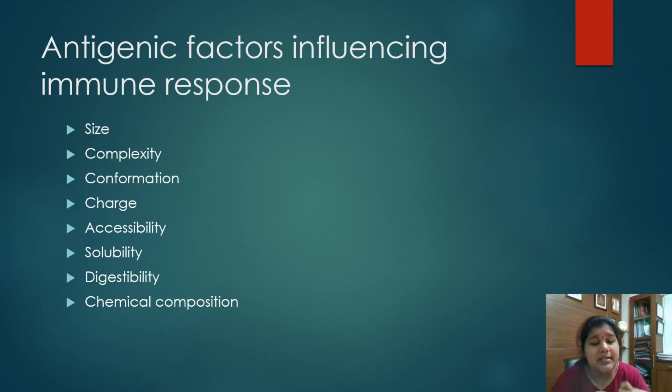Accessibility. If the antigen is not exposed to the MHC containing antigen presenting cells, then the antigen will not be presented to the T helper cell and thereby the immune response will not be there. Next thing is solubility. If the antigen is more soluble, they produce better immune response. Next is digestibility. An antigen presenting cell has to engulf the antigen, break it down and then present it. So if the digestibility is easier, then there will be better immune response.